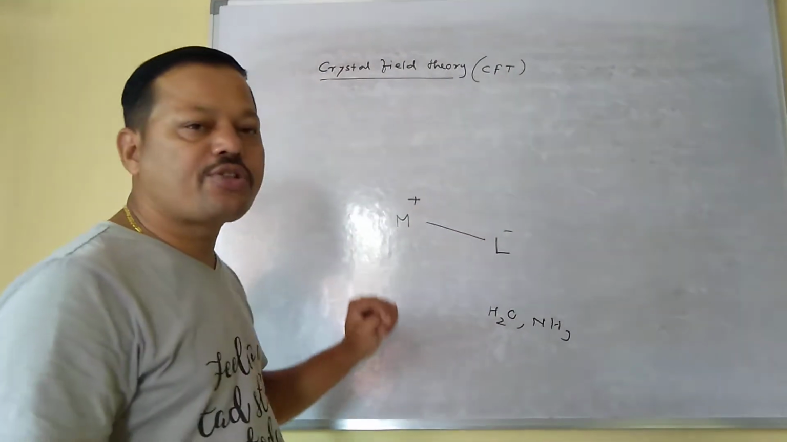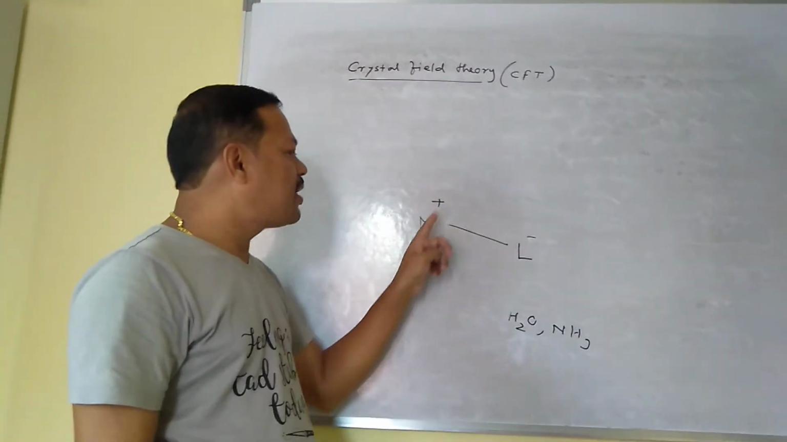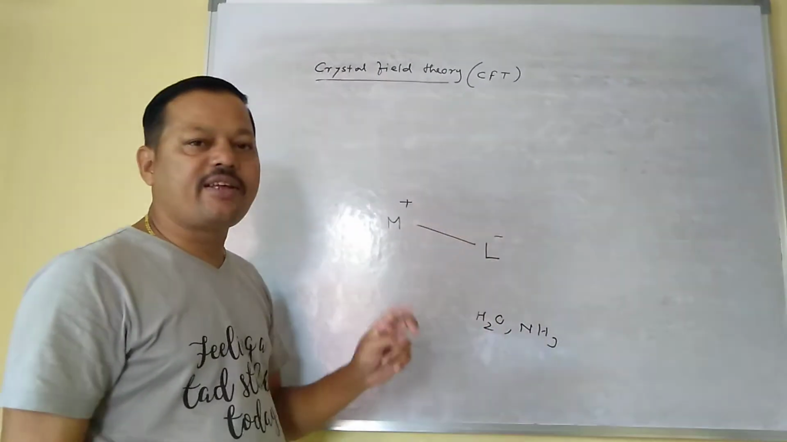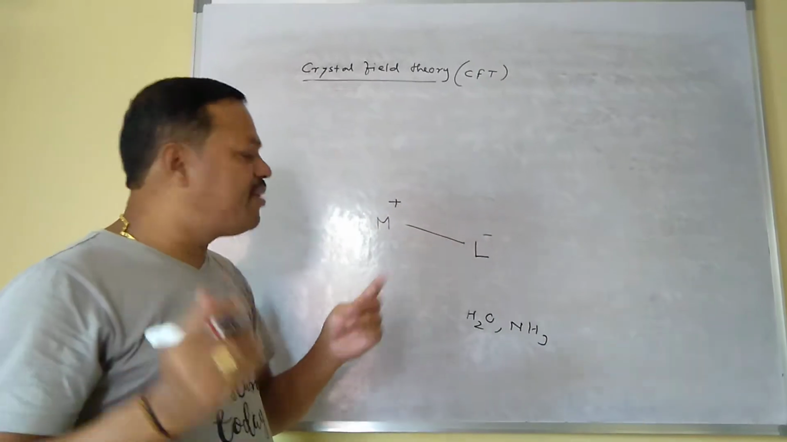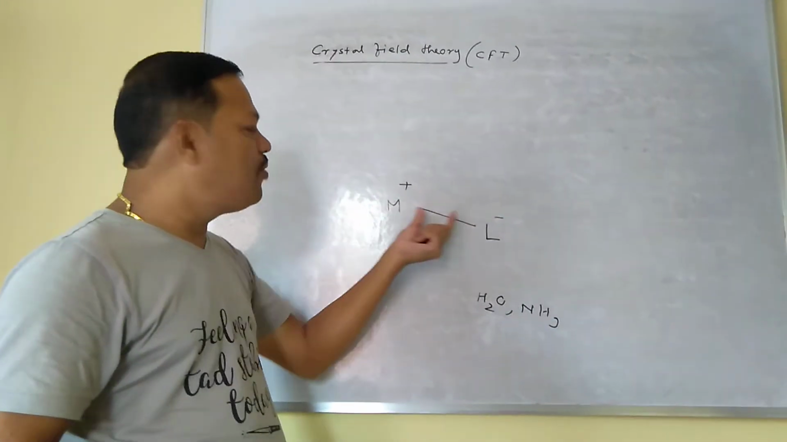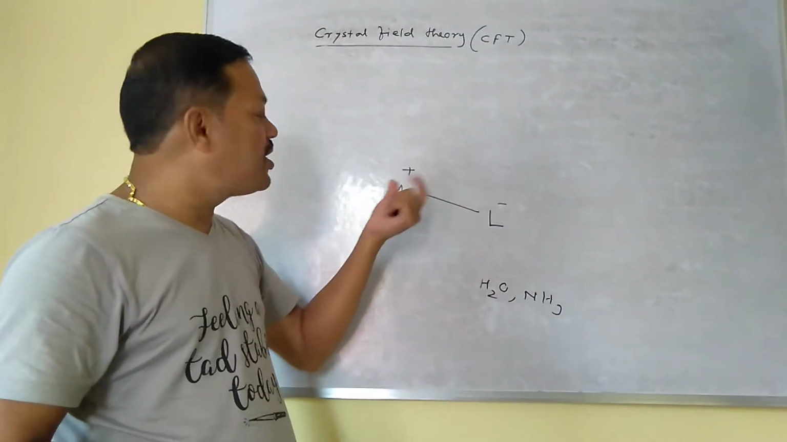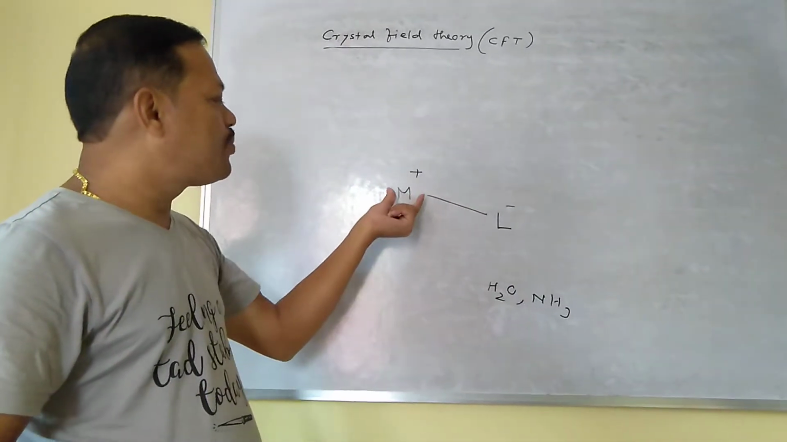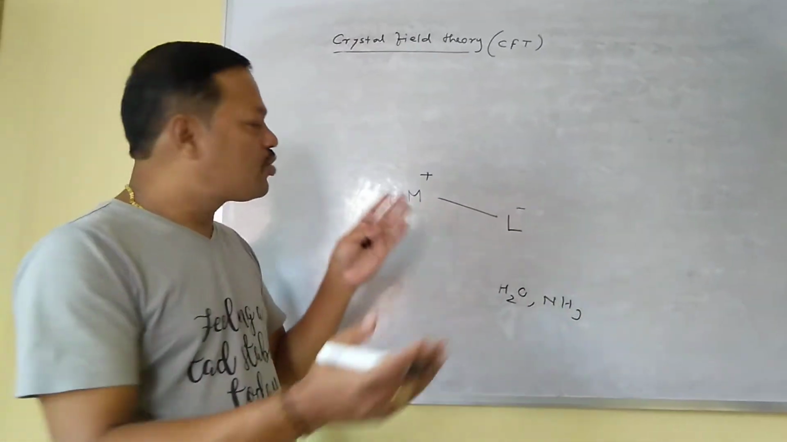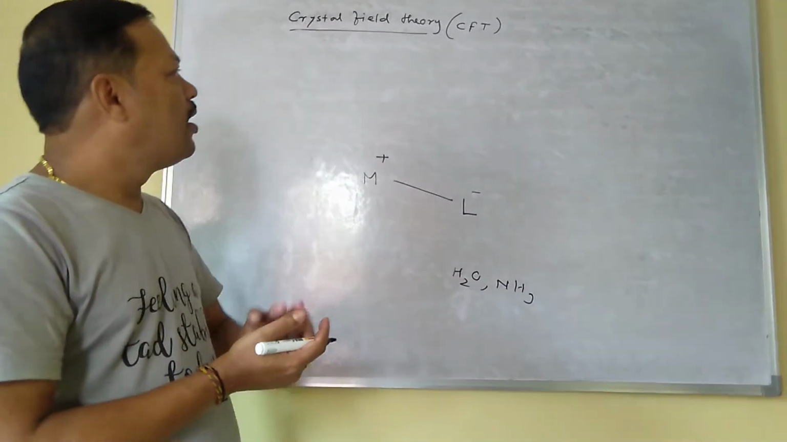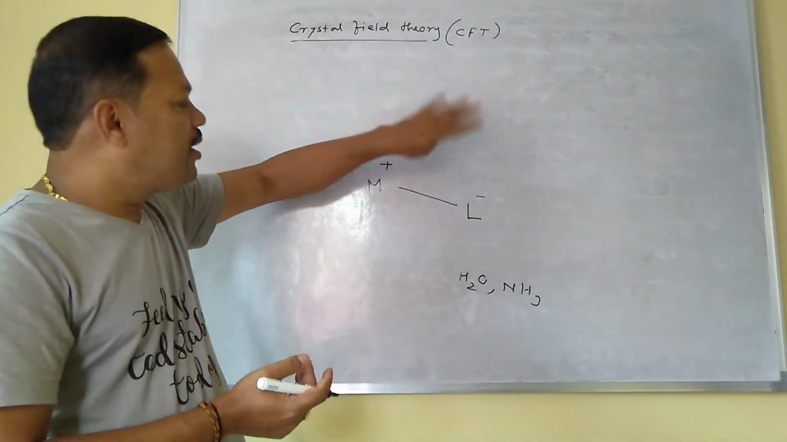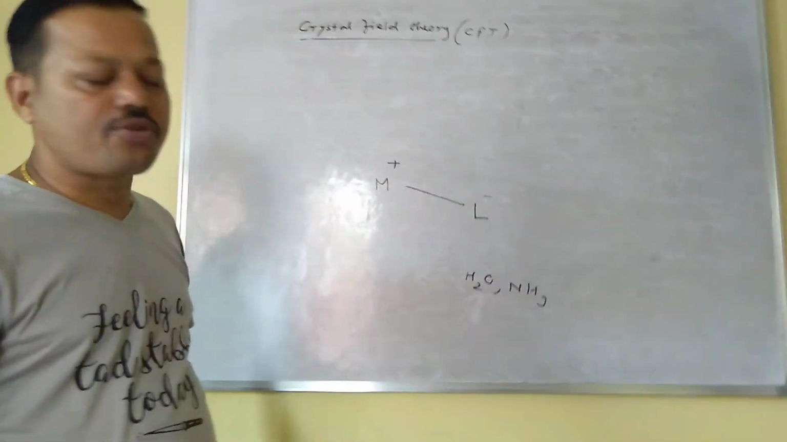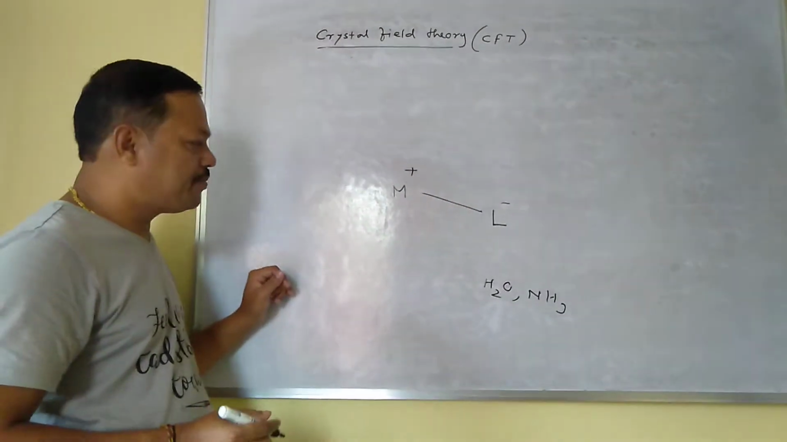And why is the theory called crystal field theory? Since metals are positive, ligands are negative, actually they form a field like an electric field. They will form a positive crystal field and a negative field. This is positive field, this is negative field. So between this positive and negative field, you will get the bond, and that's why the theory is called crystal field theory.